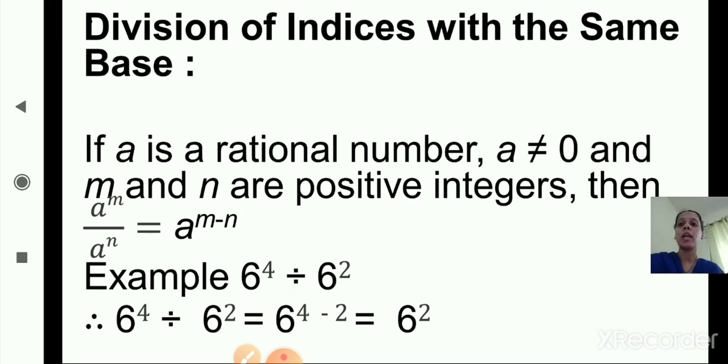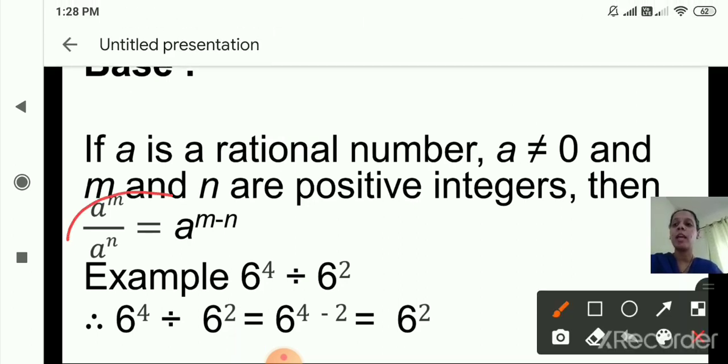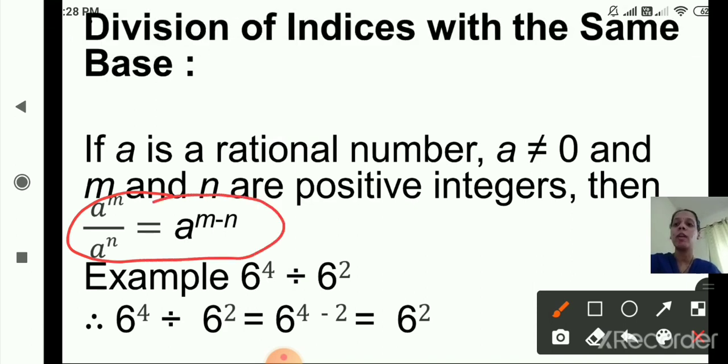Now how do we carry out division of indices with the same base? Just now we saw multiplication of indices with the same base. Now we will see division. For division of indices there is also one formula: a raised to m divided by a raised to n is equal to a raised to m minus n. In multiplication we add the indices, but in division you will subtract the indices.